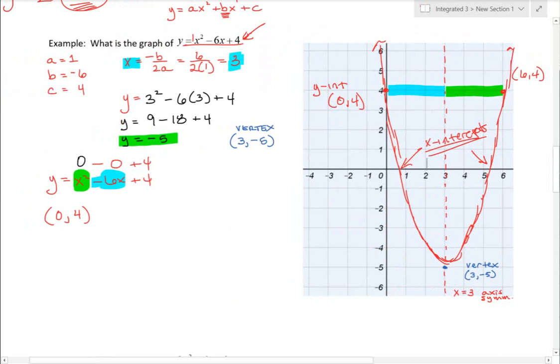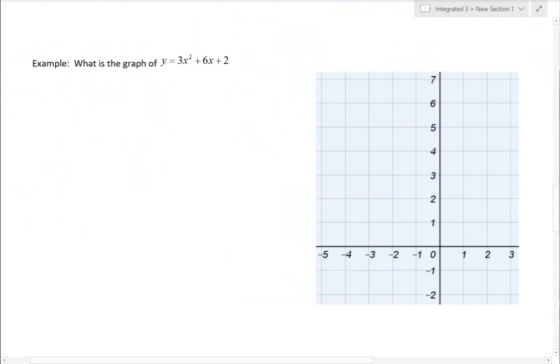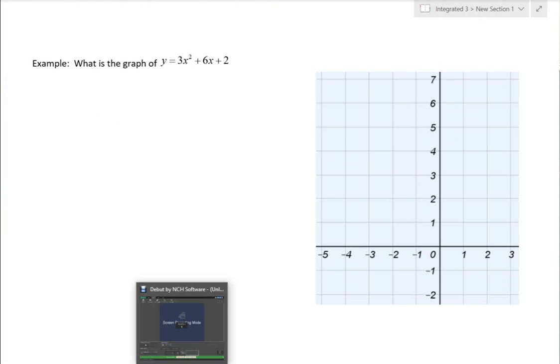Is that okay? Can we do that? All right, well, let's try it. Try it on that one. I'll give you guys about 5-6 minutes to do that. See what you come up with.